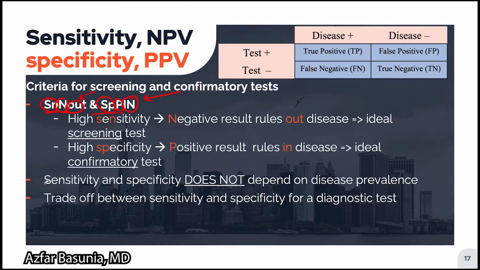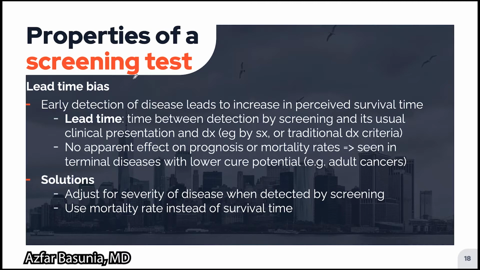Also very, very high yield to know is that sensitivity and specificity do not depend on the disease prevalence. Also note that there is a trade-off between the sensitivity and specificity for a diagnostic test, as we have seen previously when we moved the thresholds or the cut points. Two important biases to keep in mind for diagnostic tests are the lead time bias and the length time bias.